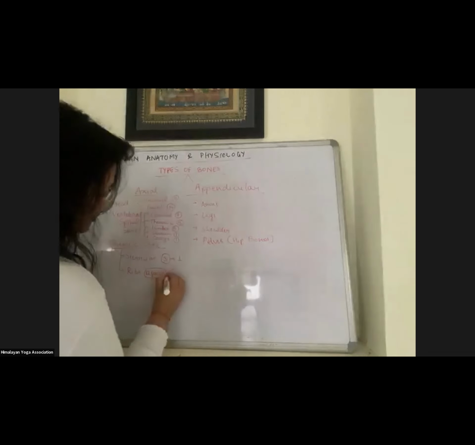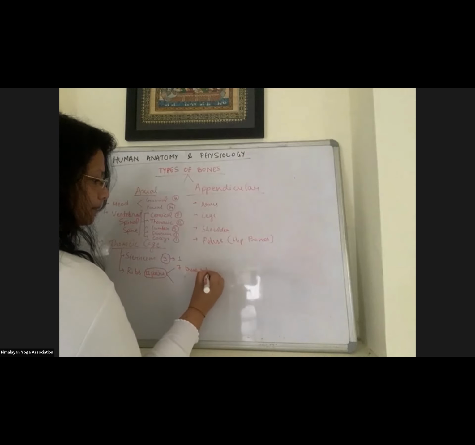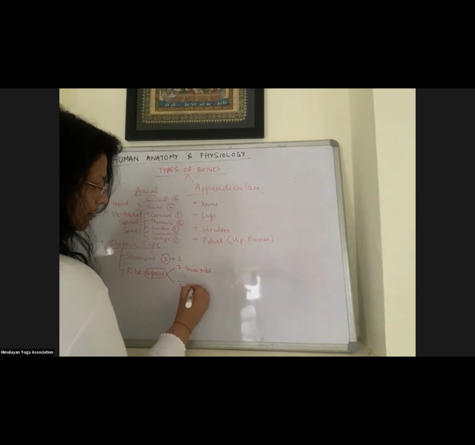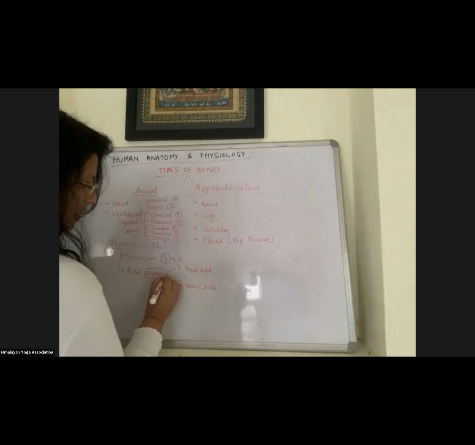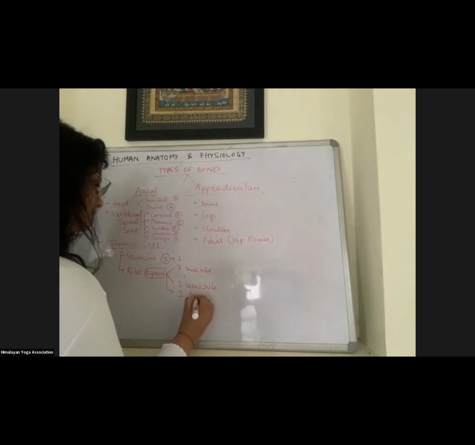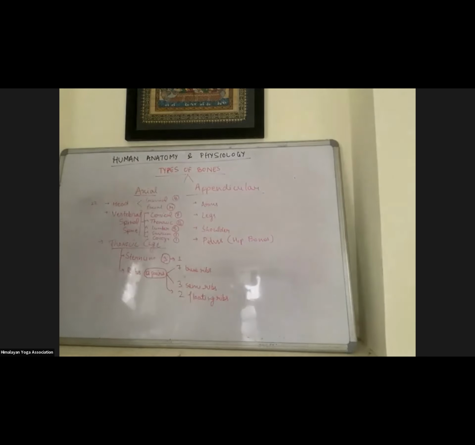Out of these, 7 are true ribs, 3 are false ribs, and 2 are floating ribs.